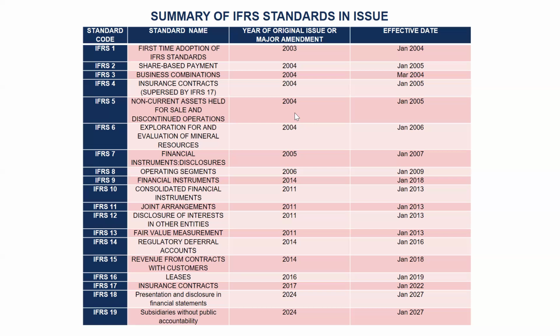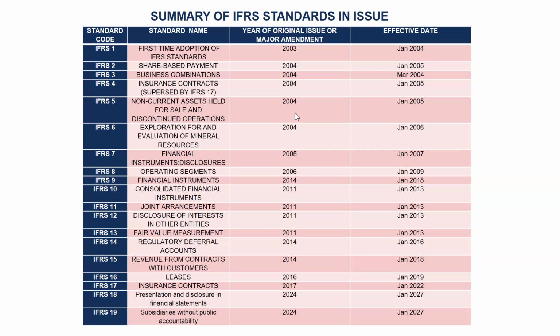IFRS 14 deals with the regulatory deferral accounts, and this standard was issued in 2014 with an effective date of January 2016. IFRS 15 deals with revenue from contracts with customers. This is a standard that replaced two standards, IAS 18 Revenue and IAS 11 Construction Contracts. The standard was issued in 2014 with an effective date of January 2018.